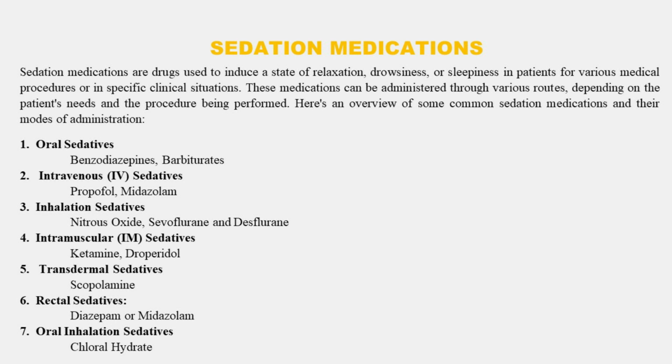4. Intramuscular, IM, sedatives. Ketamine. Ketamine can be administered through an intramuscular injection. It induces dissociative anesthesia and is sometimes used in emergency situations or for pediatric sedation. Droperidol, an antipsychotic medication occasionally used for sedation in emergency settings.